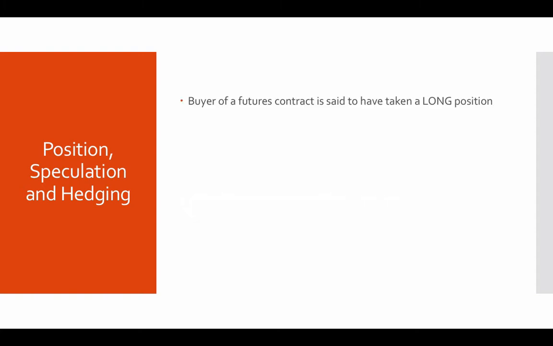For now, a buyer of a futures contract is said to have a long position. Why? The buyer of the future expects the price of the underlying to go up. Otherwise, there's no point in buying, because when the price of the underlying goes up, he makes a gain. That's why any person who bets on something to go up is taking a long position. He's bullish.